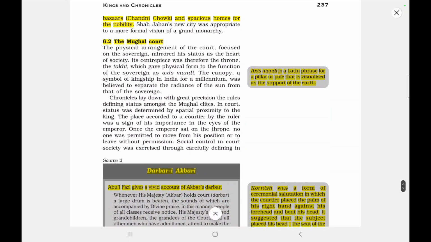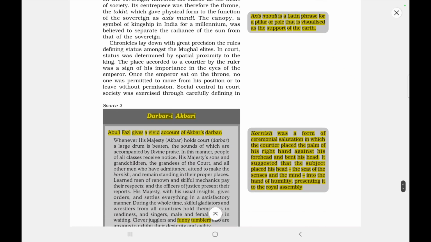The Mughal court. Axis mundi is a Latin phrase for a pillar or pole that is visualized as the support of the earth. So the physical arrangement of the court focused on the sovereign, mirrored his status as the heart of society. Its centerpiece was therefore the throne, the takht, which gave a physical form to the function of the sovereign as axis mundi. The canopy, a symbol of kingship in India for the millennium, was believed to separate the radiance of the sun from that of the sovereign.